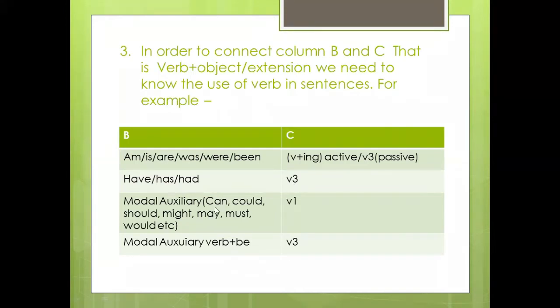Then the modal auxiliaries like the verbs can, could, should, might, may, must, would, they must be connected with the base form of verb. You have to find out that fraction which contains this base form of verb. That means the verb which is used without s or ed or es. And then the modal auxiliaries, if they are connected with the verb be, it goes with past participle form of verb. So you need to know these forms in order to connect the fractions successfully.